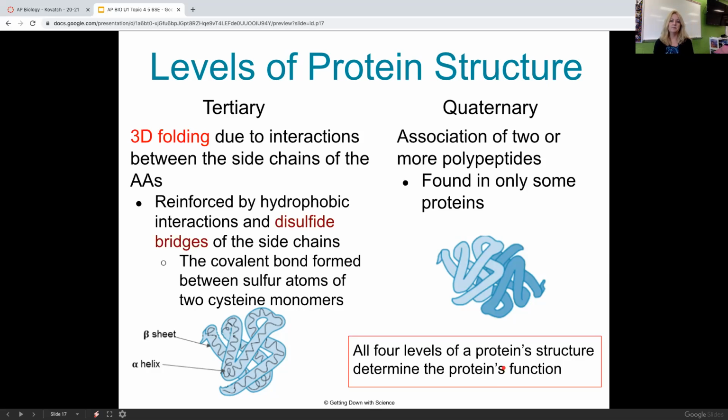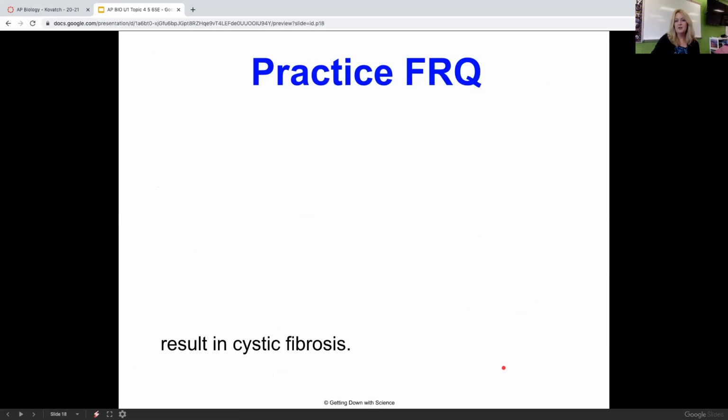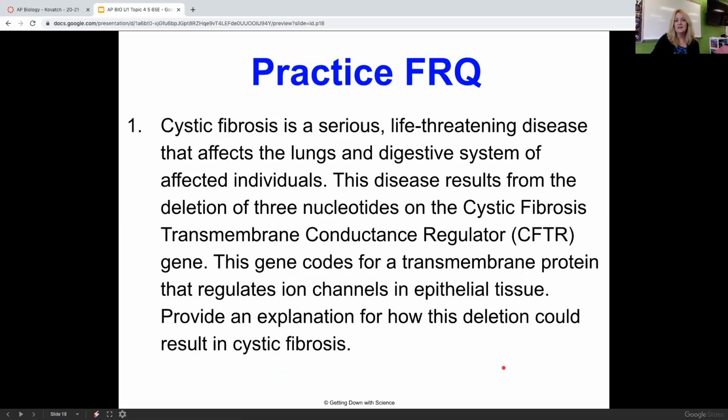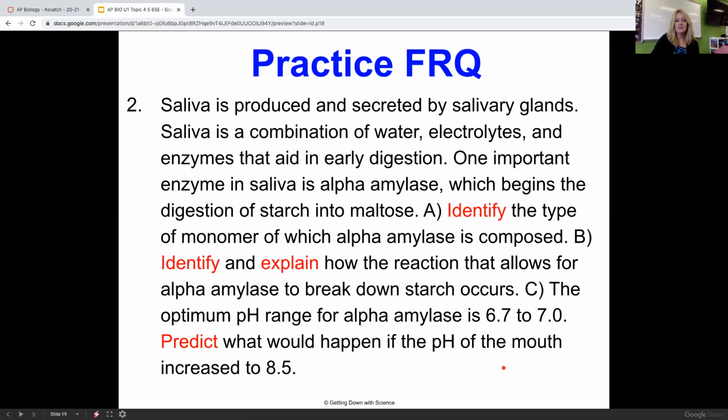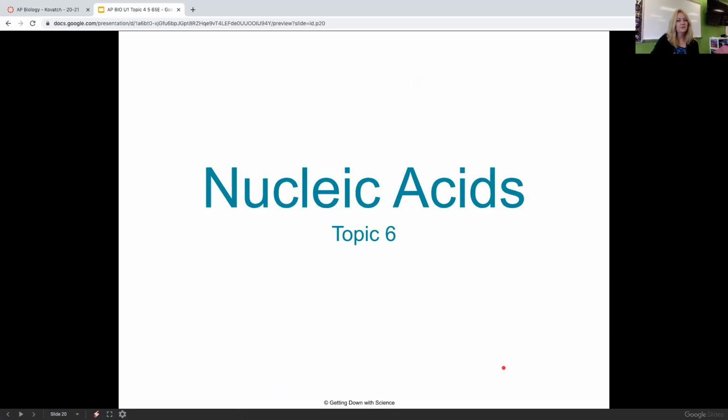Now, quaternary structure is when you have two or more of those polypeptide chains that are linked together, and we do find them in some proteins. All four levels of a protein structure determine the protein's function. You need all of them. They're all important. There's some practice FRQs for you that you'll have in a homework assignment, so I'm going to let you work through those. Nucleic acids. Let's get to topic 6.